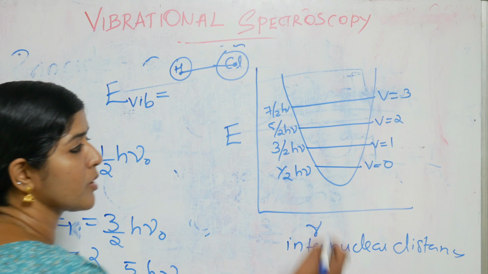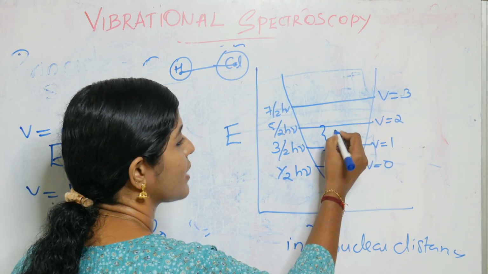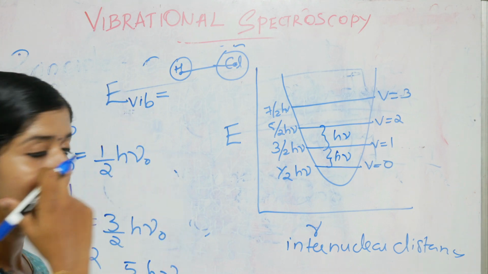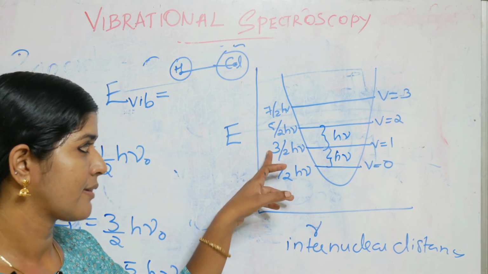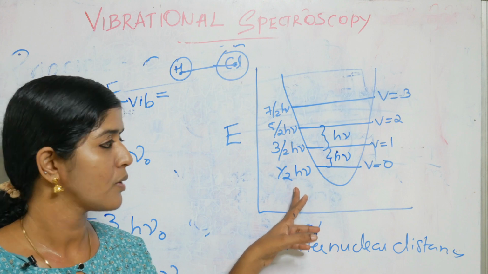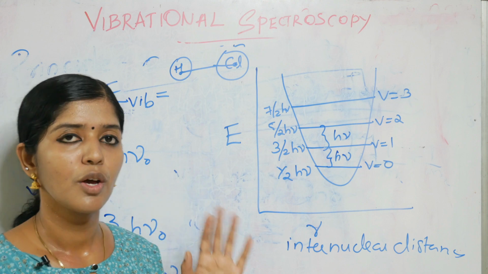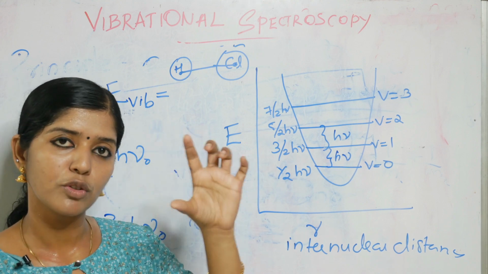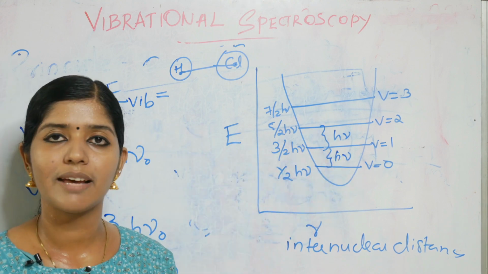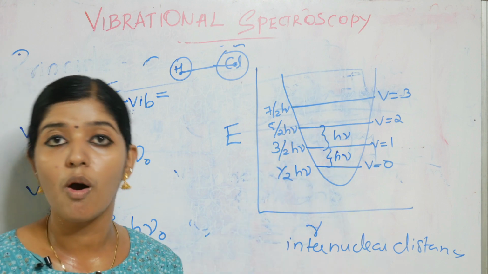What is the spacing between these two lines? That will always be h nu. In every case you will have h nu. How will you get h nu? If you subtract 3 by 2 h nu minus 1 by 2 h nu, you get h nu. 5 by 2 h nu minus 3 by 2 h nu will also be h nu. So if you subtract the values of the higher level and lower level, you get the difference h nu, and that is the spacing between all the levels.